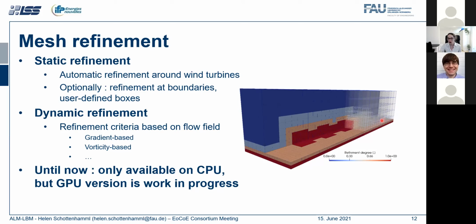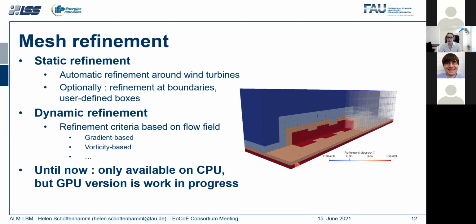Furthermore, we support dynamic mesh refinement. Here, the refinement criteria are typically based on the flow field, but the user, if they want, can still define some custom refinement criteria that are based on something else. The bad news is currently this is only available on CPU, so we do not have mesh refinement on GPU because Valvala doesn't support it yet, but it's work in progress, and we hope that we will be able to have mesh refinement for our turbine applications on GPU as well soon.